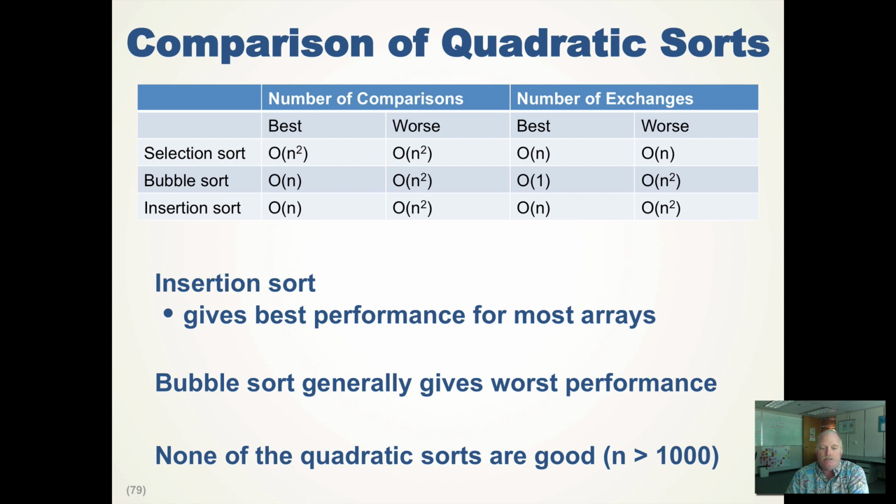And finally, generally, you do not want to use these sorts for large n because they just have such horrible performance. N squared is a terribly growing algorithm, and you do not want to run a bubble sort over a large set of data. You want to use some of the quicker sorts that we'll discuss next time.